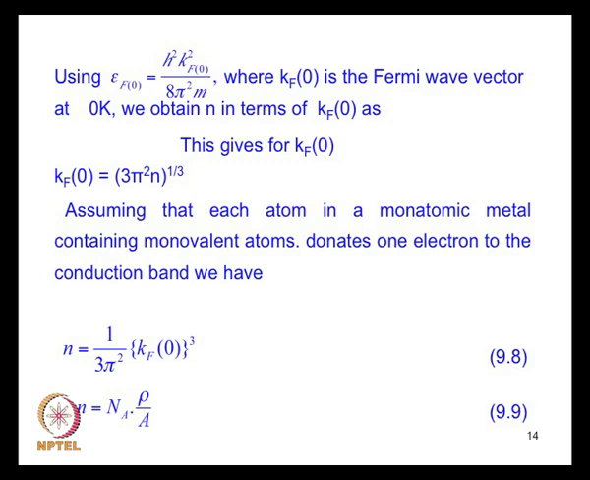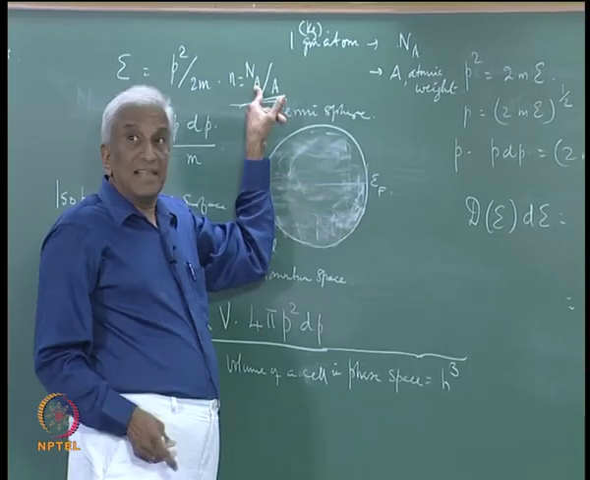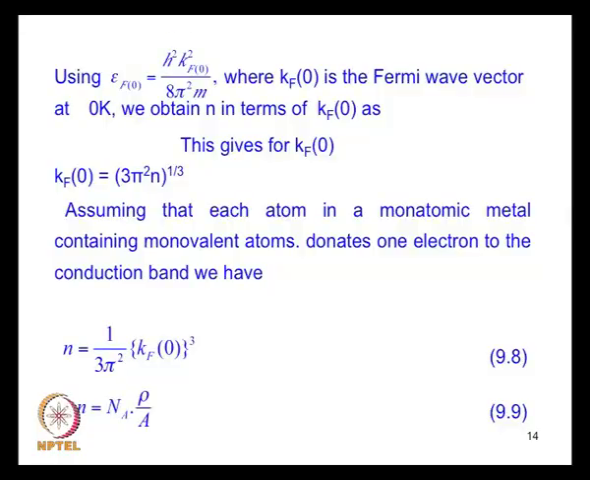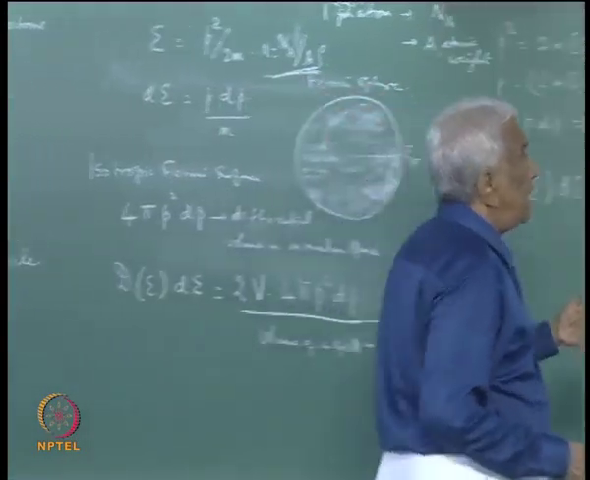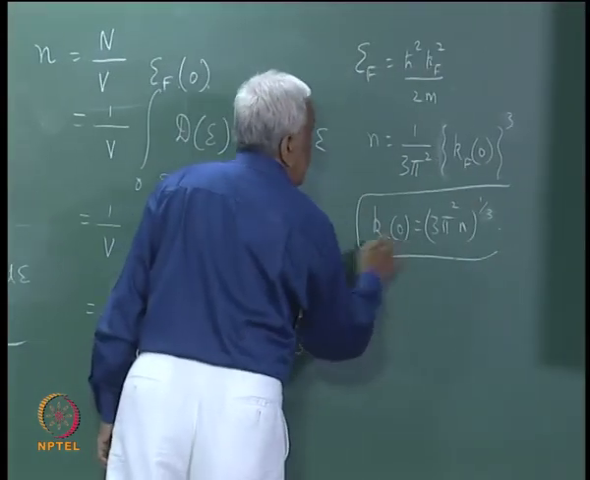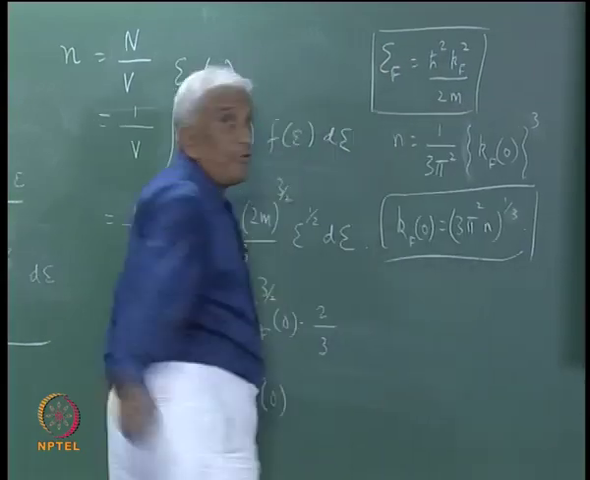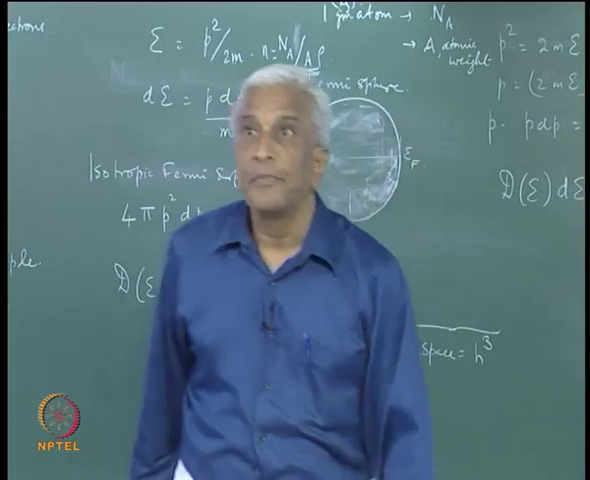We are forgetting the fact that we have also rho, because this gives you the number of electrons per unit mass, and then we have to multiply this by the density. So, we can calculate n and therefore calculate the Fermi wave vector and in turn the Fermi energy. So, we have a way of calculating the Fermi energy from this formula.